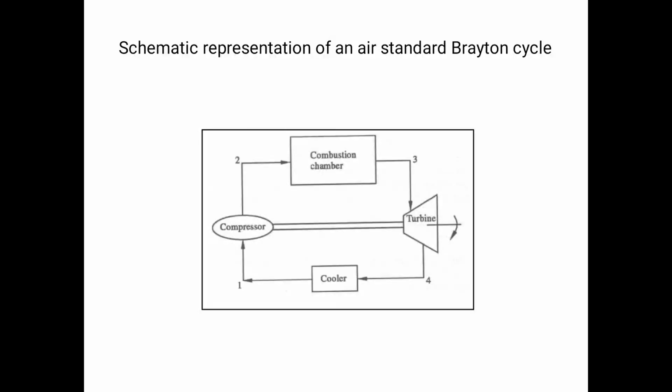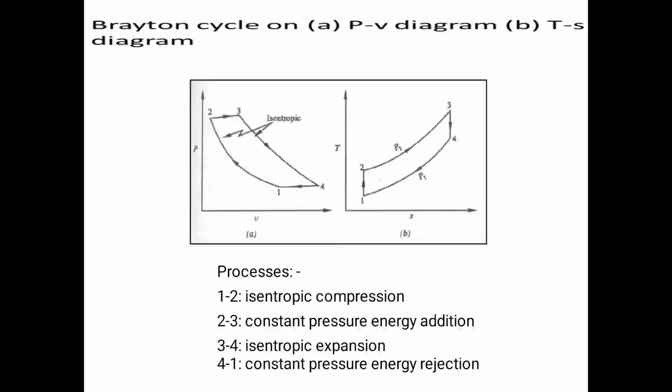This is the schematic representation of an air standard Brayton cycle. It consists of compressor, combustion chamber, turbine, and cooler. This is a schematic representation of air blender Brayton cycle. In the compressor the inlet condition is 1 and exit condition 2, combustion chamber inlet condition 2 and exit condition 3, turbine inlet condition 3 and exit 4, and cooler inlet condition 4 and exit condition 1. This is the Brayton cycle schematic diagram.